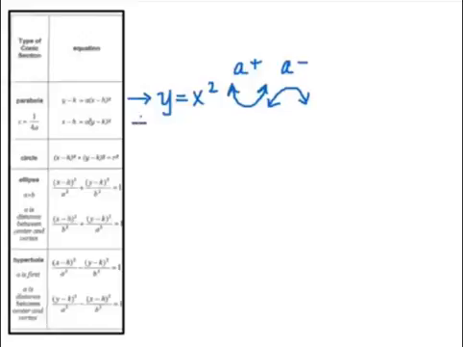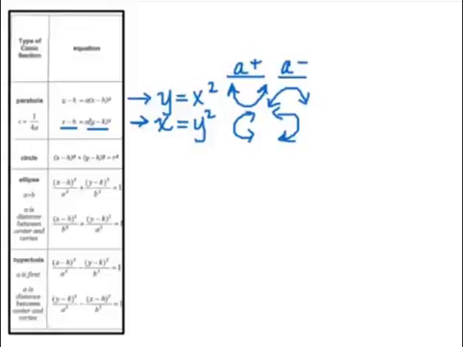But one that we haven't dealt with yet is, what if it's x equals y squared? In other words, the x is not squared and the y is squared. Then this is going to be a right parabola or a left parabola. If a is positive, it's going to go to the right. If a is negative, it's going to go to the left. So that's what you're looking for in a parabola: one of the variables is squared and one of the variables is not squared.